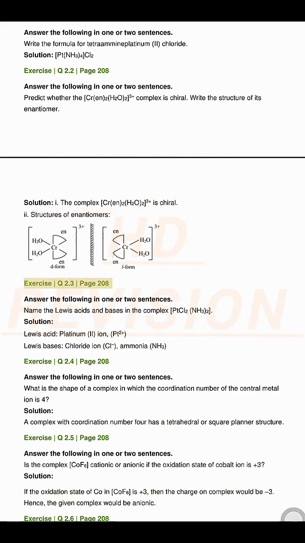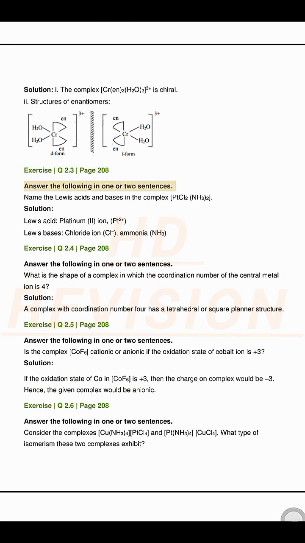Exercise Q2.3, page 208. Answer the following in one or two sentences. Name the Lewis acids and bases in the complex [PtCl2(NH3)2]. Solution. Lewis acid: platinum(II) ion, Pt2+. Lewis bases: chloride ion, Cl-, and ammonia, NH3.